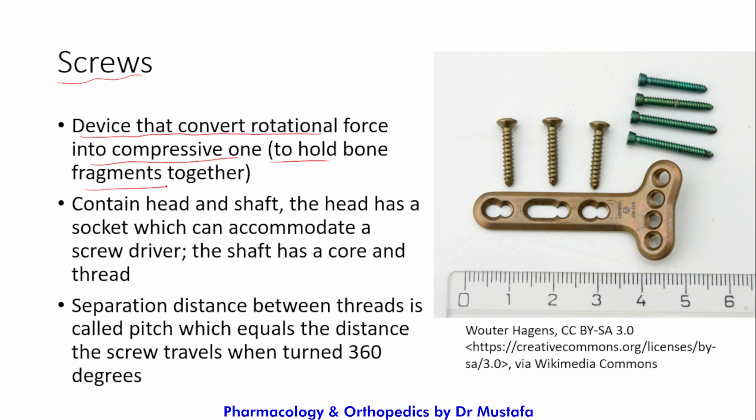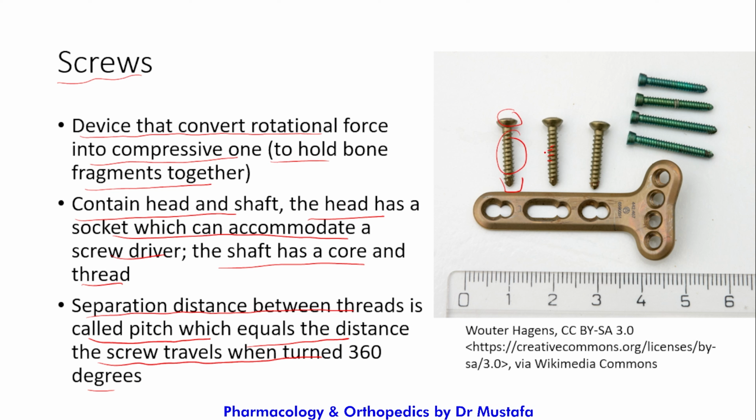It contains a head and shaft. So this is the head and this is the shaft. The head has a socket which can accommodate a screwdriver. The shaft has a core and thread. So this is the core of the shaft, and those are the threads as you can see them here. The separation distance between the threads is called the pitch, which equals the distance the screw travels when turned 360 degrees.